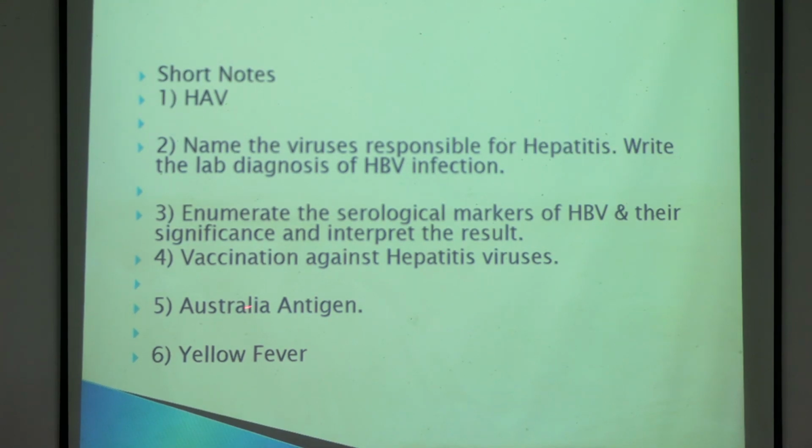Next is vaccination against hepatitis virus, Australia antigen, yellow fever. We have a few more viruses which cannot be taken in this class, which also cause hepatitis. Yellow fever virus and the others will be taken up in your SGTs.